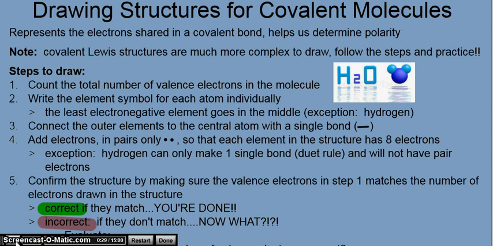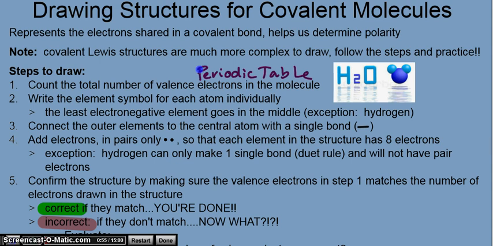Our goal is to show which electron pairs are by themselves or alone, and which electrons are in shared pairs, which represent bonds. So the first thing we need to do, step one, is to count the total number of valence electrons in the molecule. In that situation, we'd look at our periodic table. Remember, what column it's in helps us determine how many valence electrons there are.